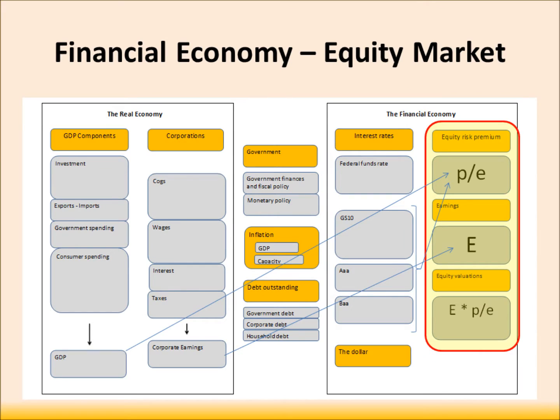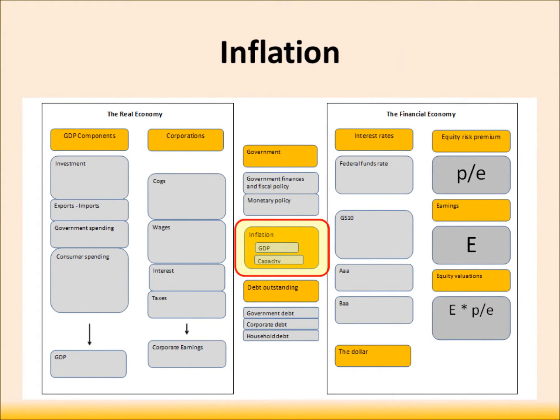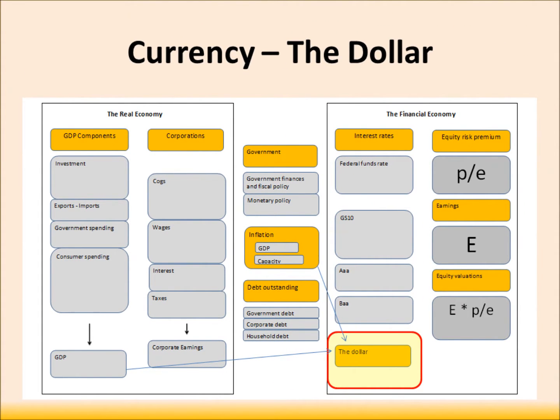Here is the equity market. So earnings come from the real economy out of the corporation column. And then the earnings multiple or PE ratio is a function of interest rates plus an equity risk premium. And the equity risk premium is generally determined by GDP growth expectations. And then here we have inflation, which is its own separate box and is a function of GDP growth and capacity and/or unemployment. And lastly, we have the dollar, which is also impacted by GDP growth and inflation.